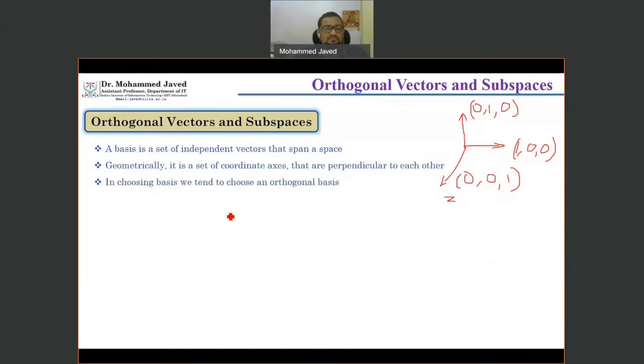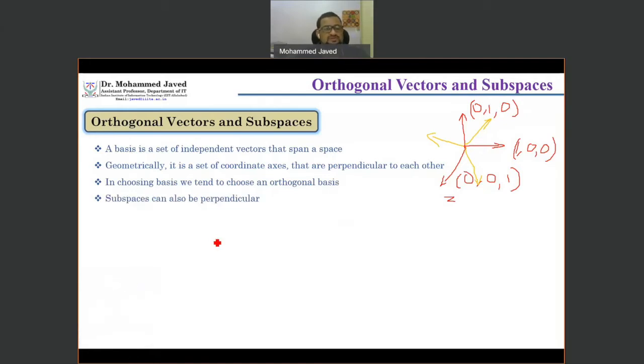In choosing the basis, we tend to choose an orthogonal basis. This is the standard basis, and all three vectors are orthogonal to each other. The interesting thing is that if you rotate these vectors, for example, if I take another color here, and I rotate this plane, then I will get another set of basis vectors, and those are not standard basis vectors. We should keep that in mind.